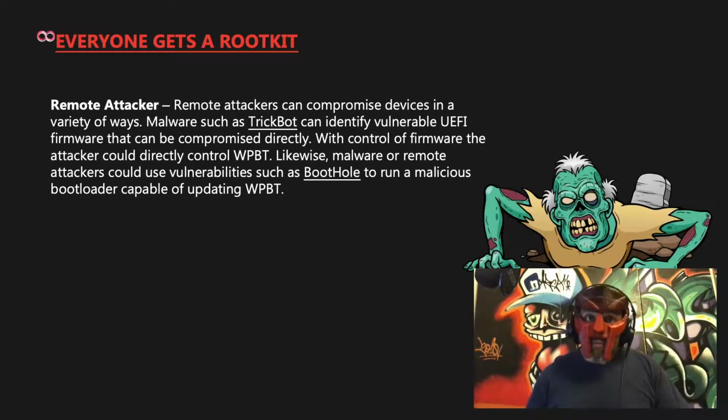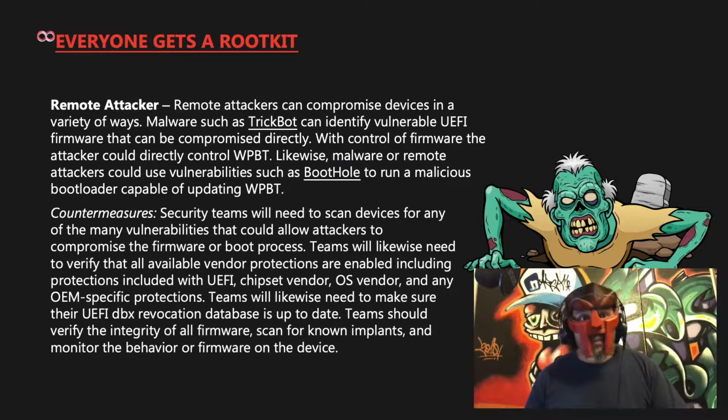Another vector, remote attacker. Remote attackers can compromise devices in a variety of ways. Malware such as TrickBot can identify vulnerable UEFI firmware that can be compromised directly. With control of firmware, the attacker could directly control WPBT. Likewise, malware or remote attackers could use vulnerabilities such as BootHole to run a malicious bootloader capable of updating WPBT. Countermeasures. Security teams will need to scan devices for any of the many vulnerabilities that could allow attackers to compromise the firmware or boot process.